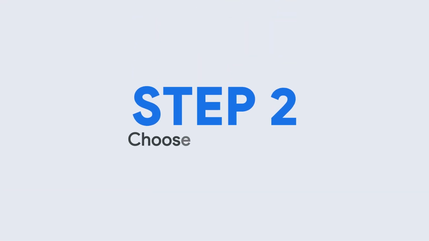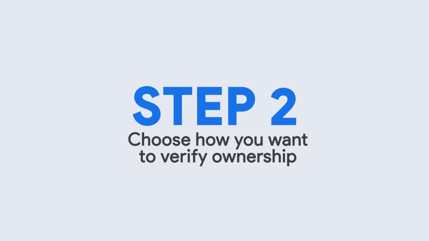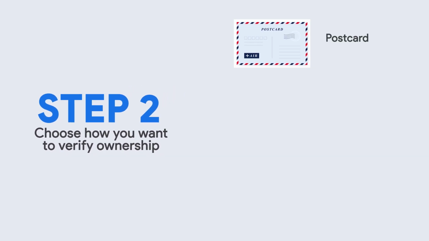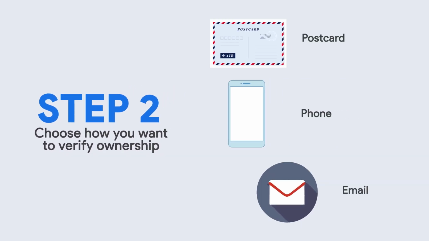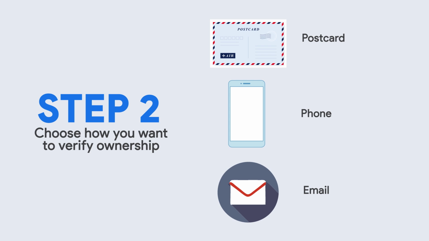Step 2. Choose how you want to verify ownership. Google will send a code via postcard, phone, or email. Pick the method that works best for you.